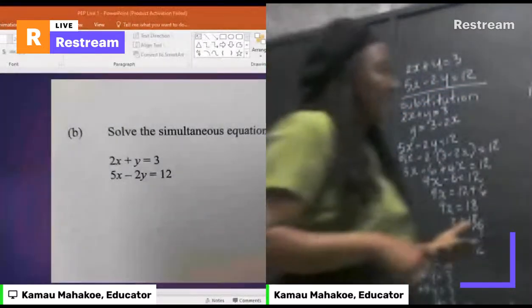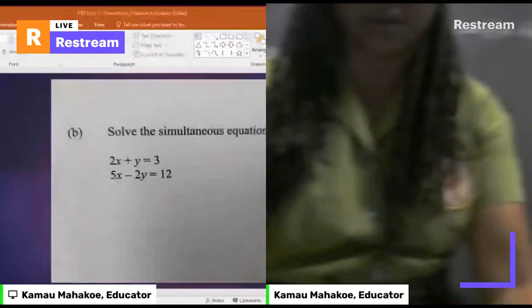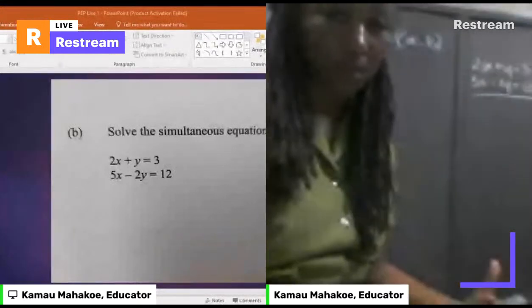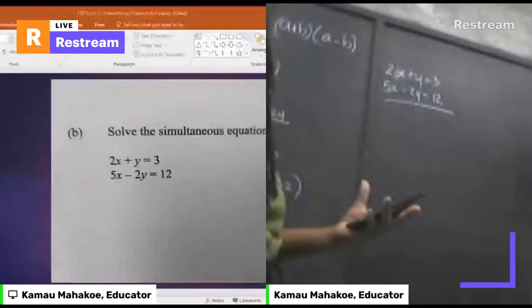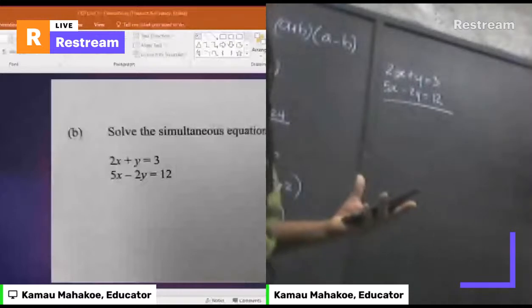So let's work these equations using the elimination method. I'm going to turn the board, hopefully you can see it. Turn it so you can see it. So now the elimination method.